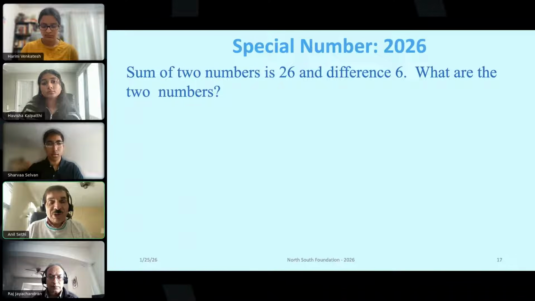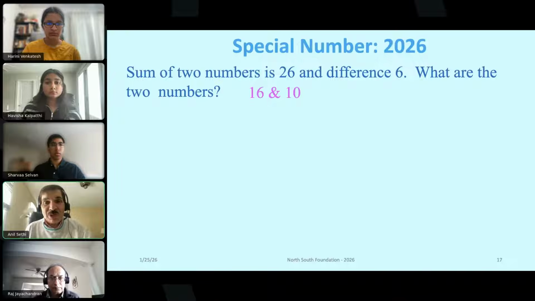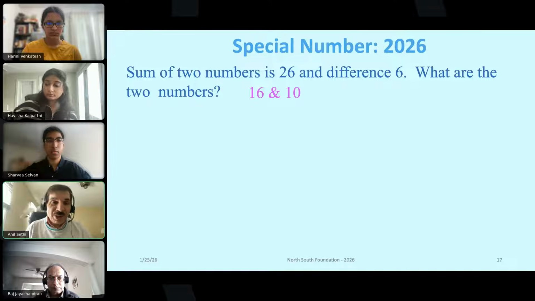So if the sum of two numbers is 26 and the difference is 6, what are the two numbers? And you can find the answer in less than a second. That is, again, building on the mental math skills. All you have to do is add up 26 and 6, and divide by 2. And that gives you 16. If one of the numbers is 16, the other number is 10. So see how easy it was? Add them up, and divide by 2. And that gives you the answer. And that does not need any paper, calculator, anything.